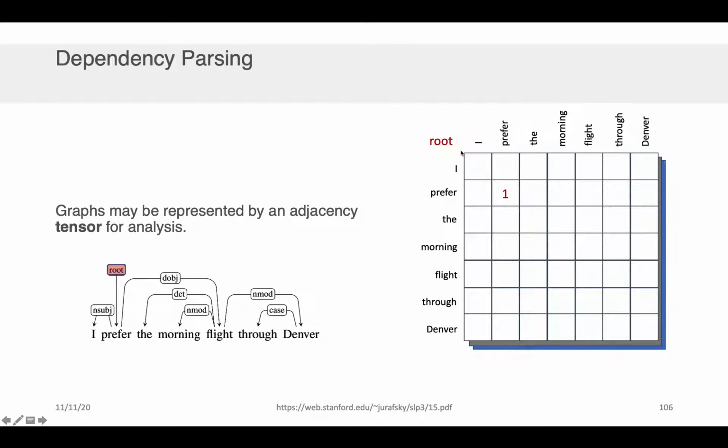And we could have another slice of this adjacency tensor that maps out which of the words is having the root relationship, such as through a representation like this. And this is obviously one way to do the representation. Another way is to actually add a root as an actual term in this matrix. So I would have, for example, root, I prefer the morning flight through Denver, and then up here I'd have another column, root, I prefer the morning flight through Denver. So I'd basically increase the number of rows and columns in here by 1 so that I could map it out that way too.